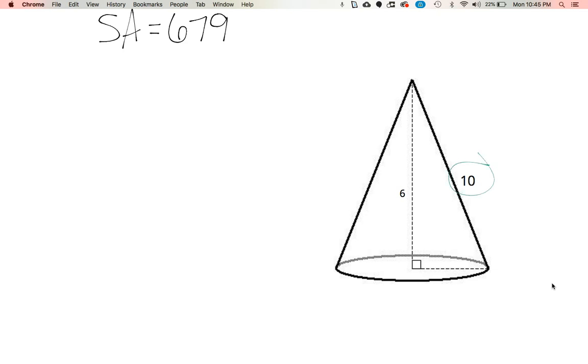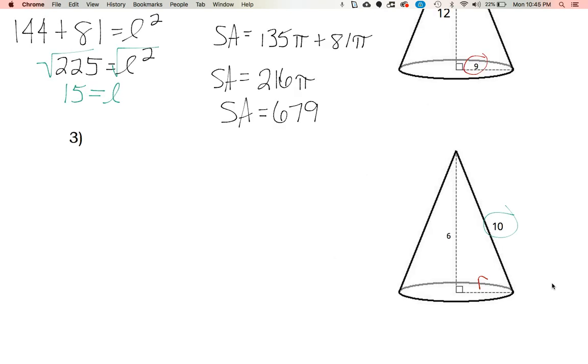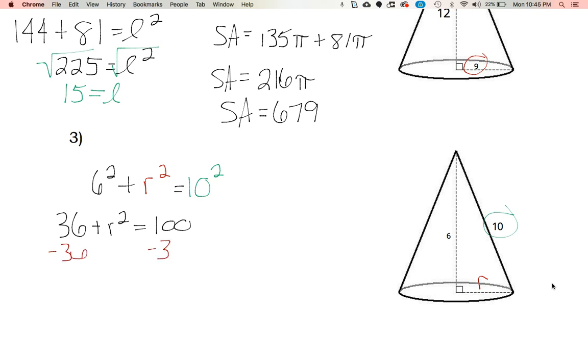All right, I have the slant height. Now I do not have the radius. So I'm missing one side of a right triangle. So that means 6 squared plus r squared equals 10 squared. So 36 plus r squared equals 100. Let's subtract the 36 from both sides. That's r squared equals 64. R equals 8.